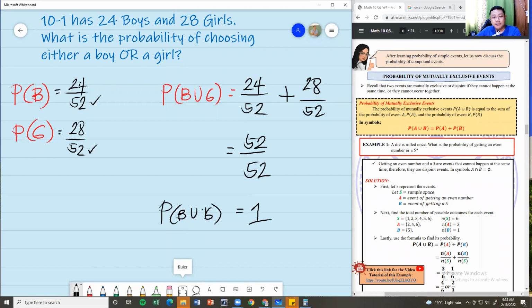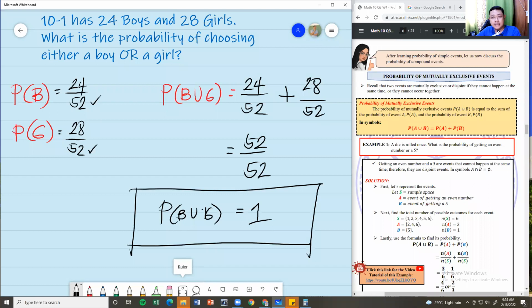This is obvious. Why? Because there is a 100% probability that in your class, 10-1, you will choose either a boy or a girl. In short, it's not distinct whether it's a boy or a girl, because either one is what you need. For example, if you are asked to call a student from 10-1, either boy or girl, no problem. Whoever your classmates call, boy or girl, no problem, because that's what we are referring to in this problem. Can you follow? So, there's a 100% probability that you will choose either a boy or a girl. Got it? Show me a reaction if that's clear.